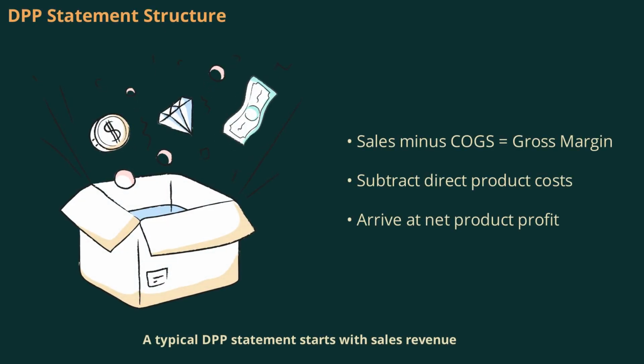A typical DPP statement starts with sales revenue, subtracts the cost of goods sold to arrive at gross margin, and then deducts direct product costs such as warehousing, transportation, and store expenses. The result is the direct product profit per unit. This detailed breakdown helps management understand the full cost structure and profitability of each product, going beyond the limitations of gross margin analysis.